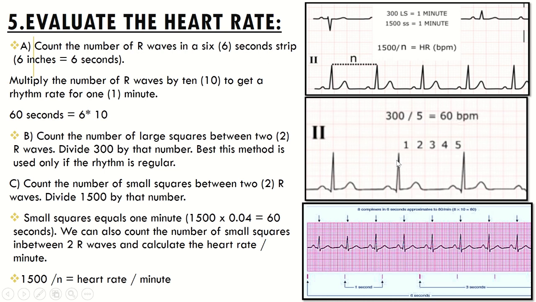You can count the number of R waves, as I showed in this picture. In a 6-second strip, you count the number of R waves and multiply it by 10. Why? Because 60 seconds means 1 minute, so 6 seconds is one-tenth of that. Multiply by 10 and you will get the heart rate. You can perform this only when the heart rhythm is regular.